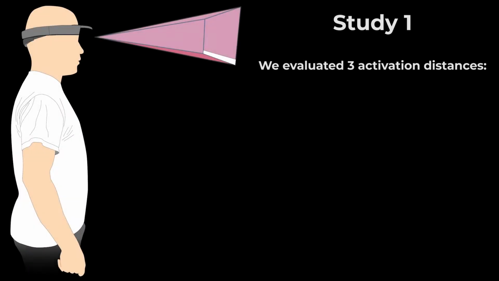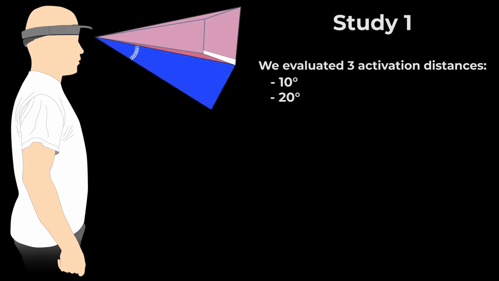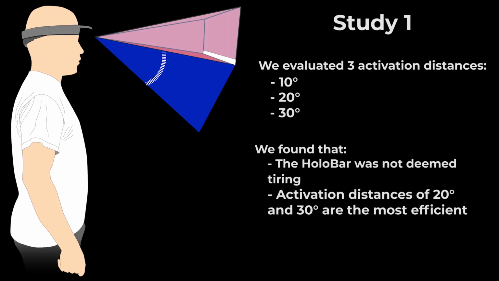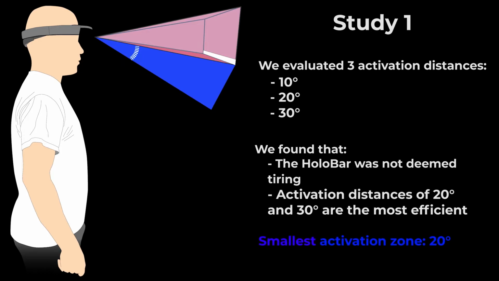As we wanted to identify the smallest possible activation zone, we evaluated 3 activation zone sizes. A small one which equals an angular size of 10 degrees, a medium one equaling 20 degrees, and a large one 30 degrees. We found that using the HoloBar was not deemed tiring, and that activation zone sizes of 20 degrees and 30 degrees are more efficient than 10 degrees both in terms of activation and task completion time. This makes 20 degrees the smallest and most suitable activation zone for the HoloBar.